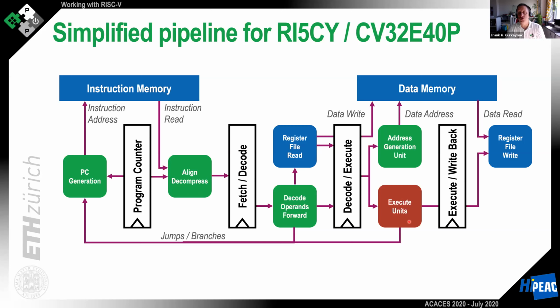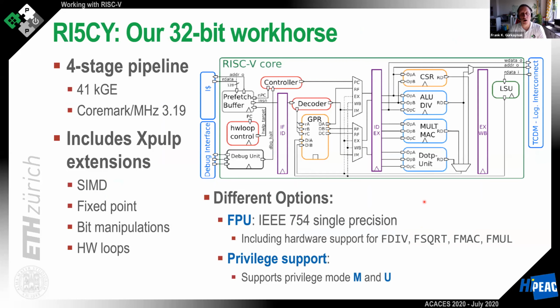This is where the arithmetic logic unit is. This adds, subtracts, multiplies, and does everything. In parallel, there's an address generation unit for memory accesses, which figures out where to write the data, and then you have the write back stage. Either your results are written back to the register file, or, once you have the data address, they are written back to the data memory. So this is a simplified pipeline, and this is how our 32-bit larger core works.